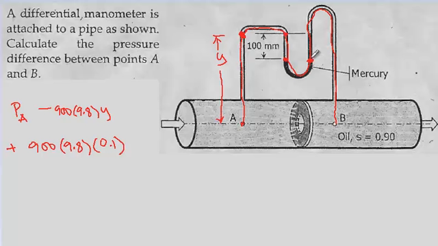Now, we move up, tracing up to this point. The pressure will decrease by how much? 13,600, that's the density of mercury, times 9.81 times the distance, that's 0.1. Now, if we simply trace the same fluid across, nothing happens, no pressure changes. They are at the same level. And we move down to point B.